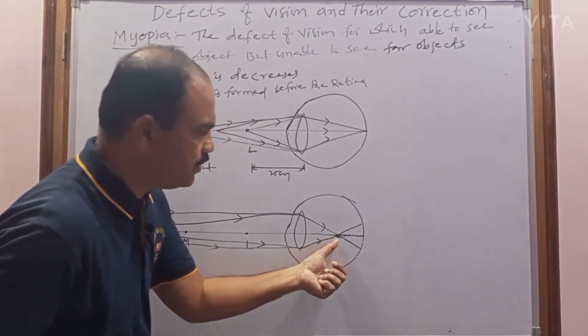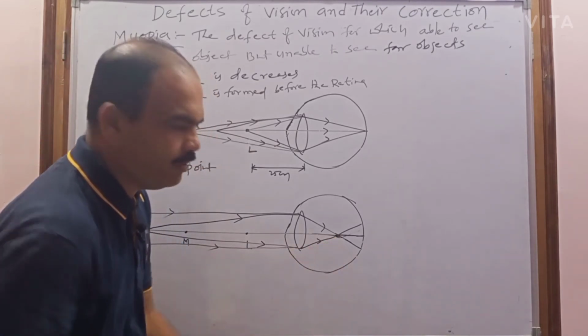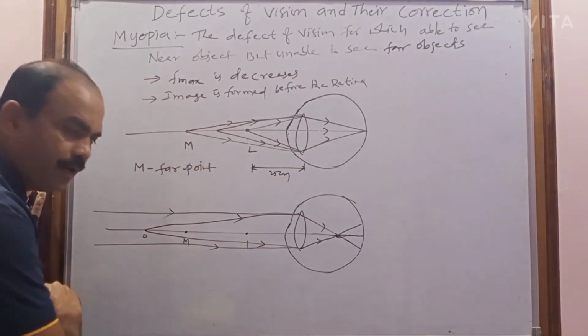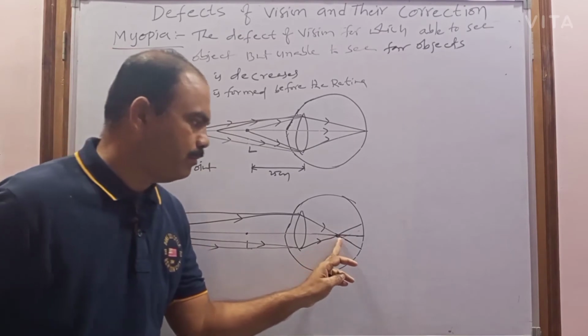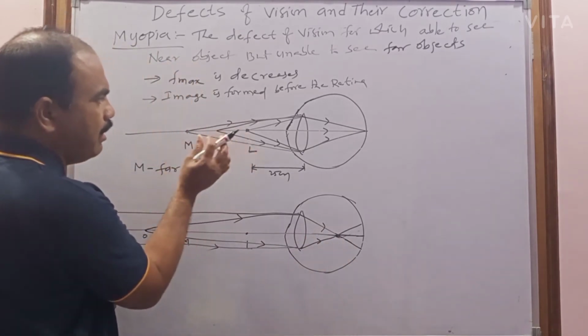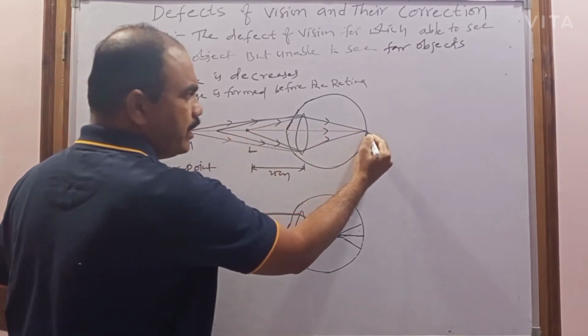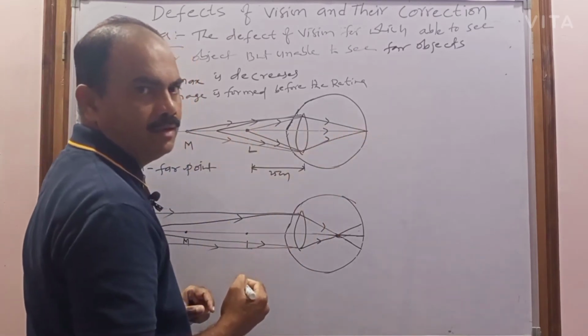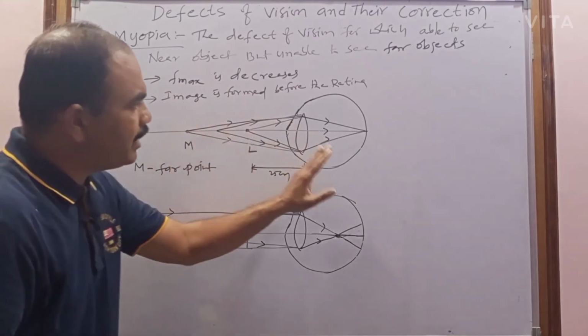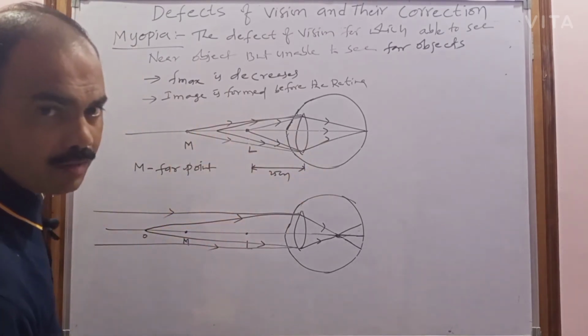So now where is the image formed? Before the retina. And if the object is beyond M, the image is formed before the retina. If the object is at M or at L or between M and L, where is the image formed? On the retina. So that's why the person can see the near object, but is unable to see the far object.